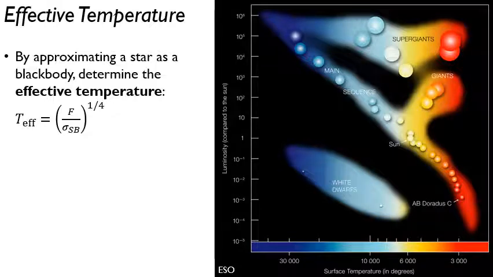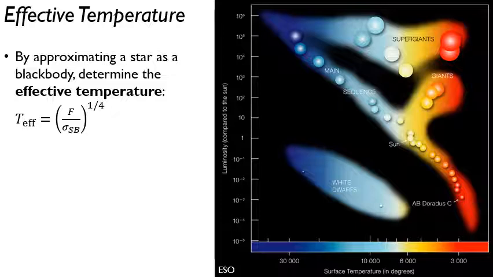Okay, so from that blackbody approximation, you saw that the flux from a blackbody is proportional to the temperature of that object to the fourth power. So if we just approximate our stars as a blackbody, which you saw isn't too bad, then we can derive the effective temperature of the surface of that object. So the effective temperature is equal to the flux divided by the Stefan-Boltzmann constant, all to the 1/4 power.